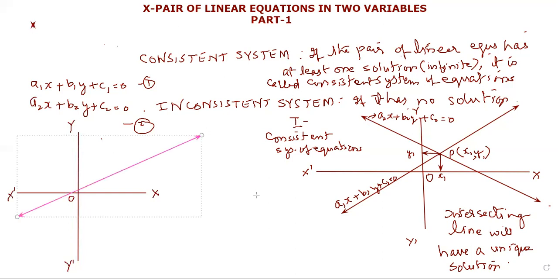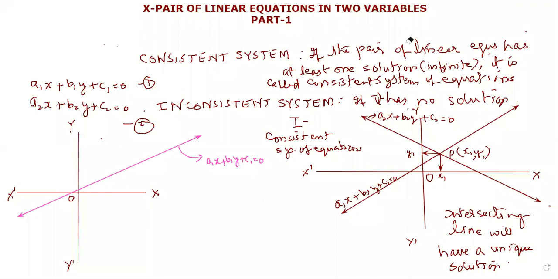Okay, and suppose its equation is a1x plus b1y plus c1 is equal to 0. Then you can draw another line.